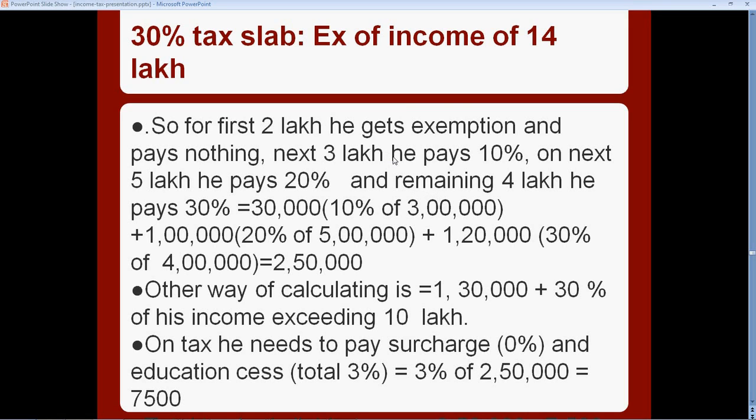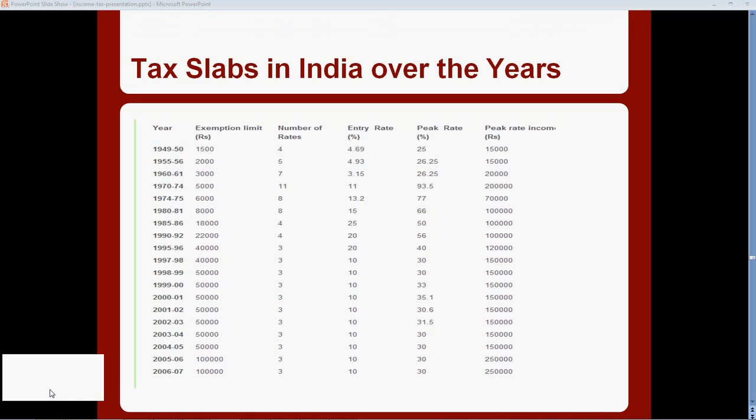A person who is earning an income of 14 lakhs will come under the 30% tax slab. For the first 2 lakhs, he gets exemption and pays nothing. On the next 3 lakh, he pays 10%. On the next 5 lakhs, he pays 20%, and on the remaining 4 lakhs, that is the amount which exceeds 10 lakhs, he pays 30%. So, the total tax that he pays on an income of 14 lakh is 2,50,000. The other way of calculating is 1,30,000 plus 30% of his income exceeding 10 lakh. On this, he pays a surcharge of 0% and education cess of 3%, that is 3% of 2,50,000.